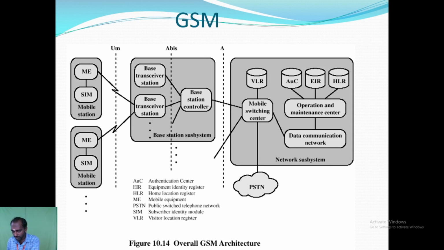Okay, next. Another subsystem is the network switching subsystem. The network switching subsystem consists of the home location register, visitor location register, authentication center, and equipment identity register.